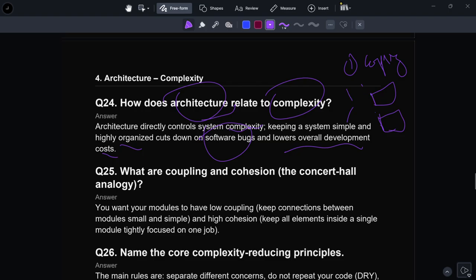Coupling means dependency, and this dependency is not good. So we need low coupling, so that everything is independent on its own, and high cohesion, so that every class is doing something of its own exceptionally well, 10 out of 10, rather than doing 5 different jobs and failing at all of them. Then we have bug tracing. Finding the root cause of a system failure requires hours of reading chaotic execution paths.